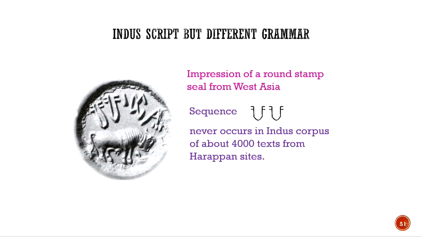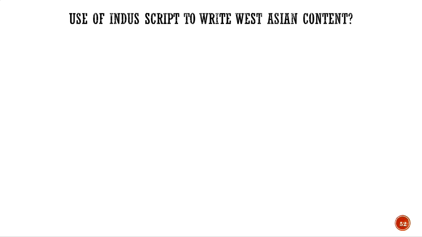The sequence 342, the sign number 342 followed by itself, never occurs in the Indus corpus of about 4,000 texts from the Harappan sites. But we found an instance of that in the West Asian site. So how can we do a likelihood study? Using a model, we can compute the likelihood of this text.